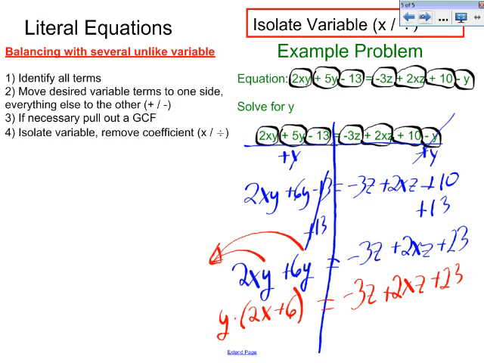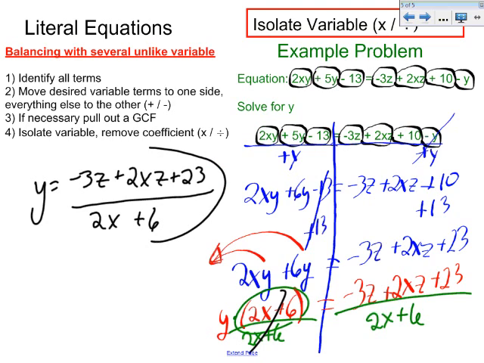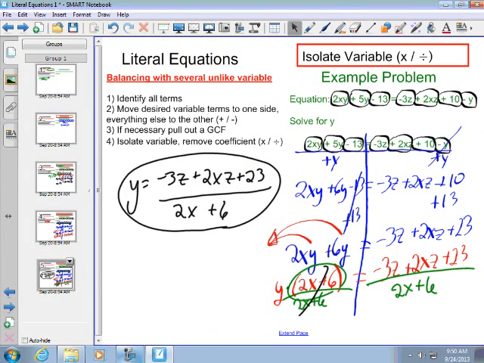Now the final step. We've got y almost by itself, so it's multiplied by that whole quantity, 2x plus 6. The opposite of multiplication is division, so now you divide by that whole quantity, which is 2x plus 6. So your final answer, those cancel out, and we're left with y equals negative 3z plus 2xz plus 23 all over 2x plus 6. And again, a literal equation won't give you a numerical answer. It's going to be kind of tricky like that.